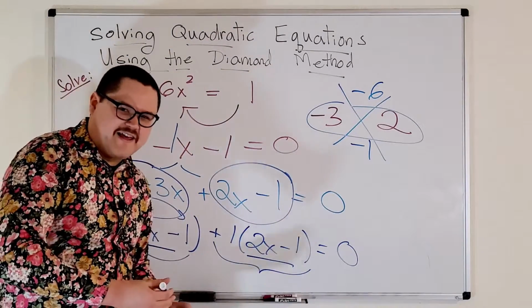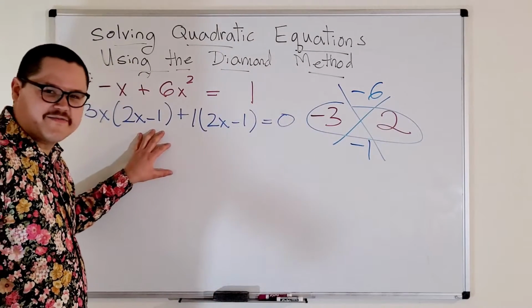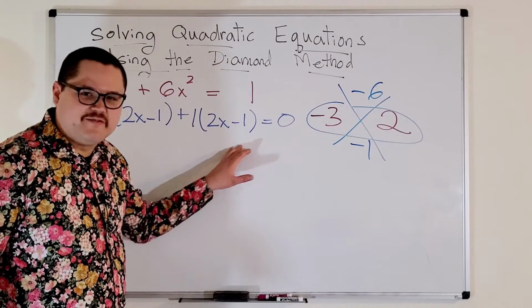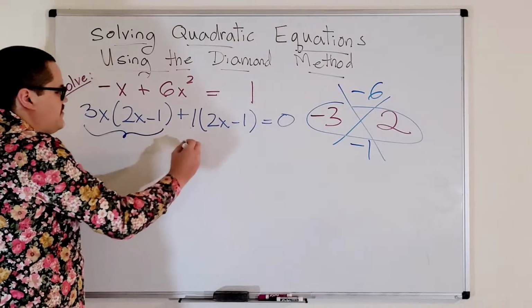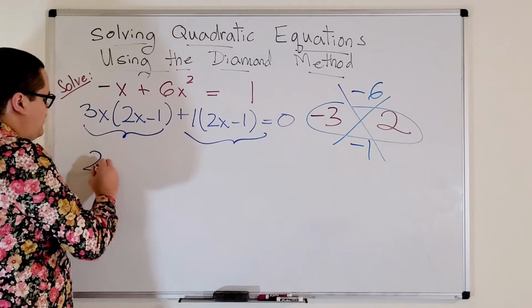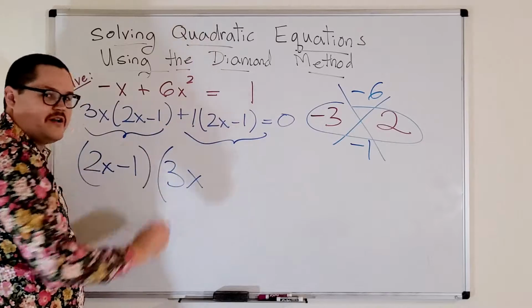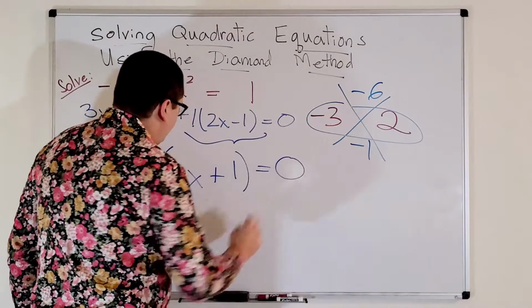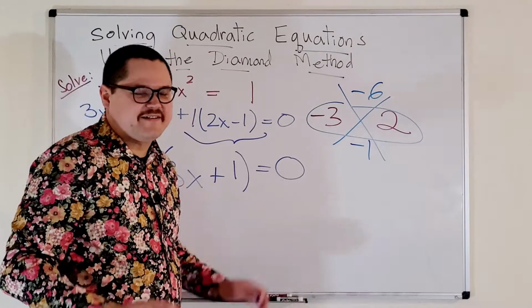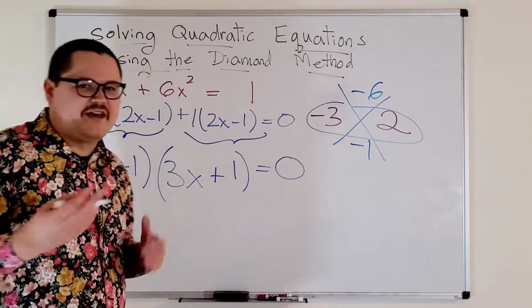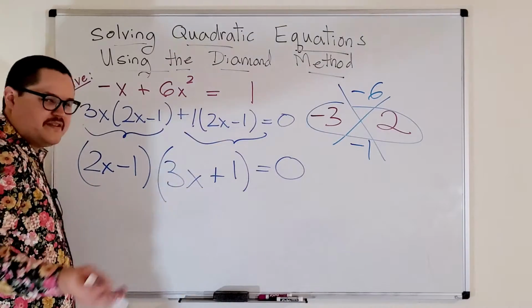Let me rewrite this again. Okay, so at this point, we've shown the original equation. It's the same as 3x times the quantity 2x minus 1 plus 1 times the quantity 2x minus 1 equals 0. Now let's factor out 2x minus 1 from both this term and this term. So if I factor that out, I'm left with 3x in the first term and plus 1 in the second. So here I have my product of two binomials equals 0. And this was a little bit faster than the unfoiling method, because we didn't have to do any guess and check.